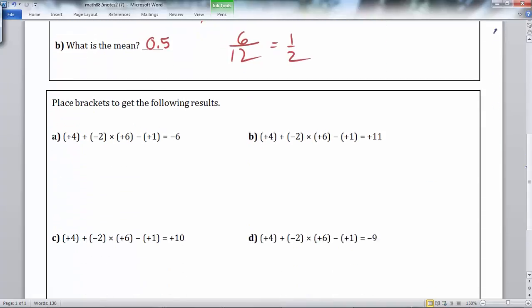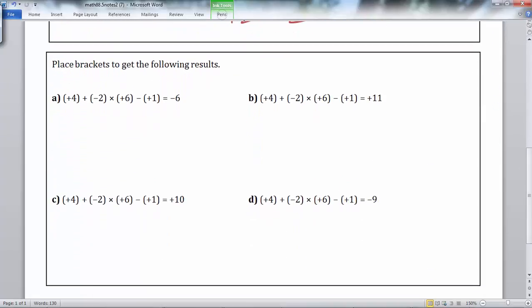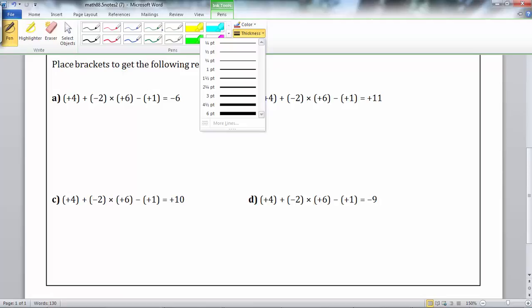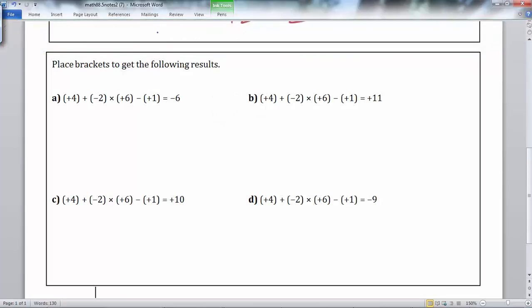All right, last question, a little bit of a puzzle. It's kind of fun as well. It says place brackets to get the following results. So look at A, B, C, and D. They're all identical questions. The only thing that's different is the answer. Because of order of operations, where I choose to put the brackets will give me a different answer. So we'll try the first one.